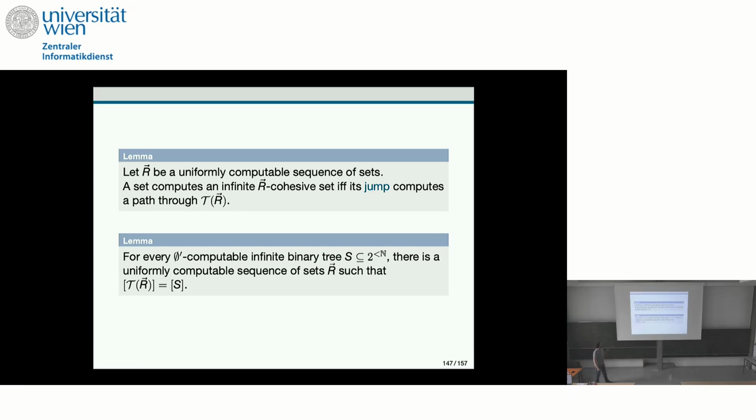And also, the power of every 0' computable infinite binary tree can be represented by a computable instance of Co. In the sense that for every 0' computable infinite binary tree, there exists a computable instance of Co so that the tree of decisions coincides, or not the tree itself, but the infinite valid decisions coincide with the paths of the tree. Okay? So really, the power of computing a solution to Co is the power of being able to jump compute a member of a 0' computable binary tree.